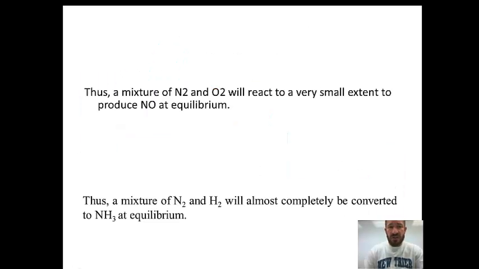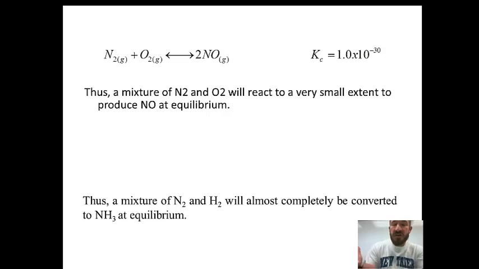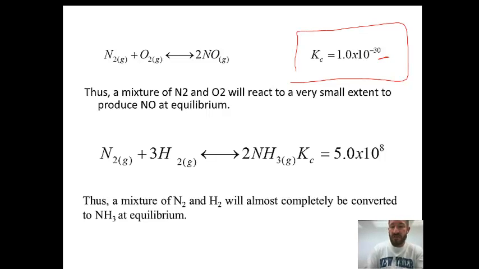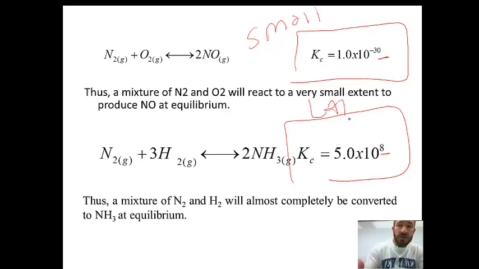So let's look at two different reactions. We have a reaction where a mixture of nitrogen and oxygen react to a very small extent to produce nitrogen monoxide at equilibrium. Notice this is a small K, 10 to the minus 30, extremely small. Then we have another reaction mixture here, nitrogen and hydrogen forming ammonia, but this goes to 10 to the 8th. That's a rather large K. So the one at the top we think of as small, and the one at the bottom we think of as a large K. Okay, so that would be a difference between a small K and a large K.